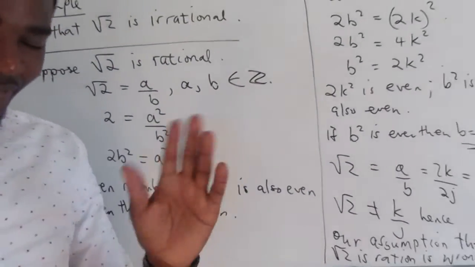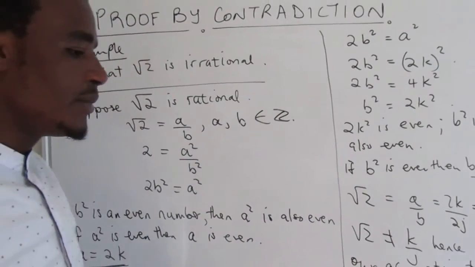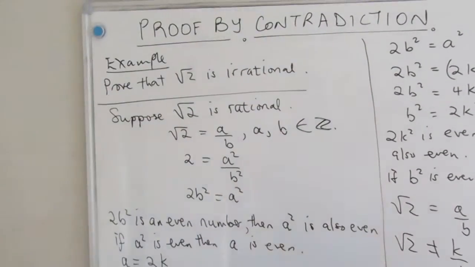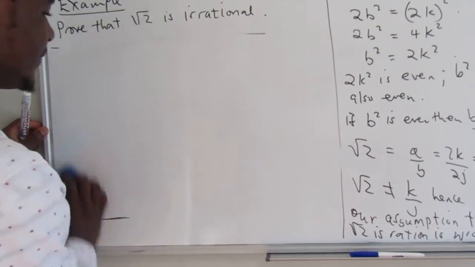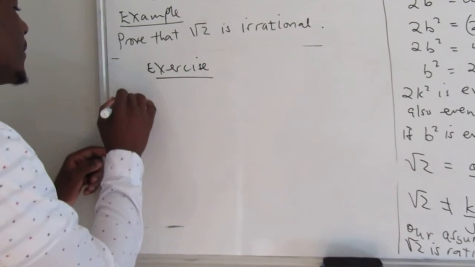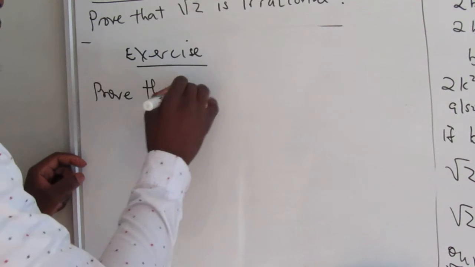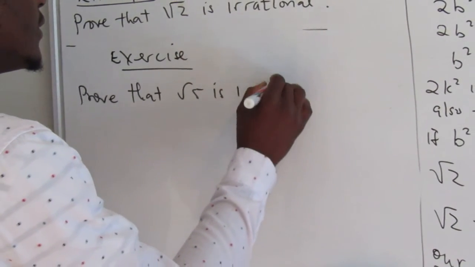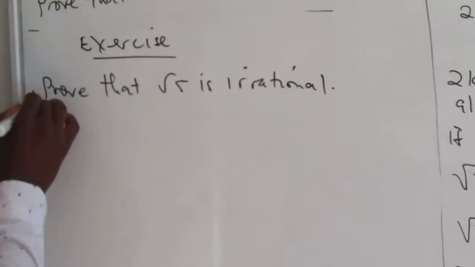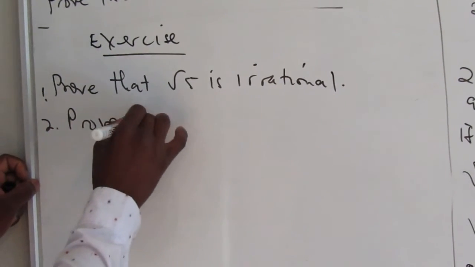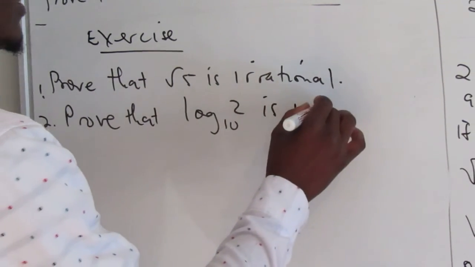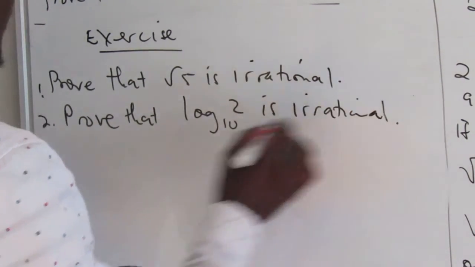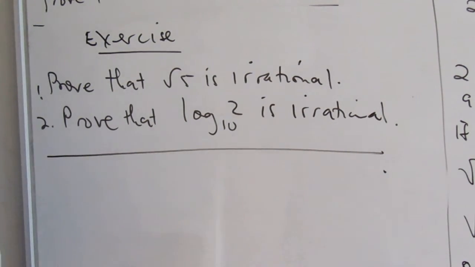Thank you guys. Enjoy. But before we call it a day, let me just leave an exercise for you to do. Exercise. Number 1, prove that root 5 is irrational. Number 2, prove that log 2 base 10 is irrational. That's your exercise. Okay guys, enjoy.